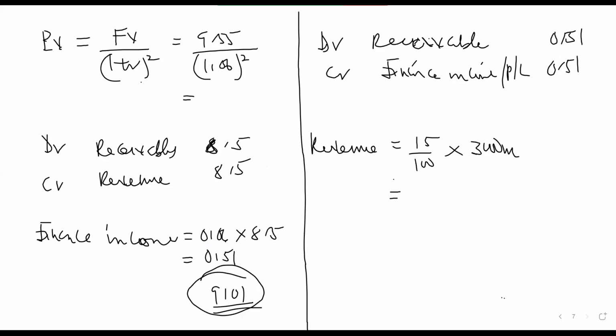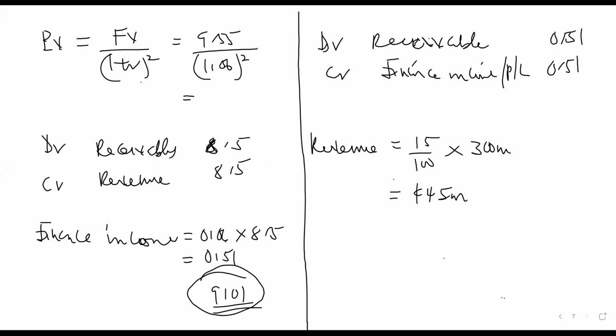So let's calculate this. How much are we getting as revenue? 45 million. Okay, 45 million. So the revenue should be 45 million.